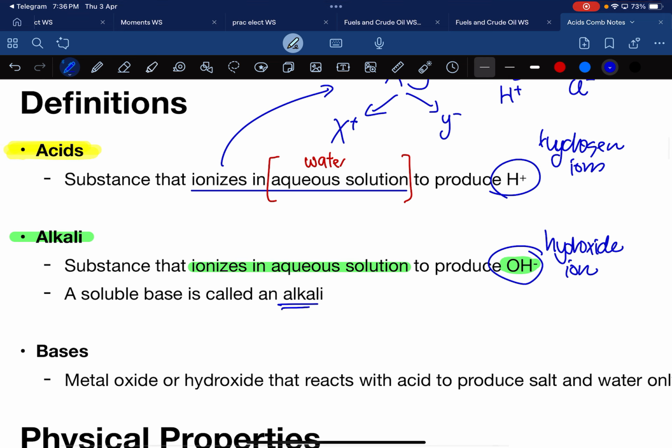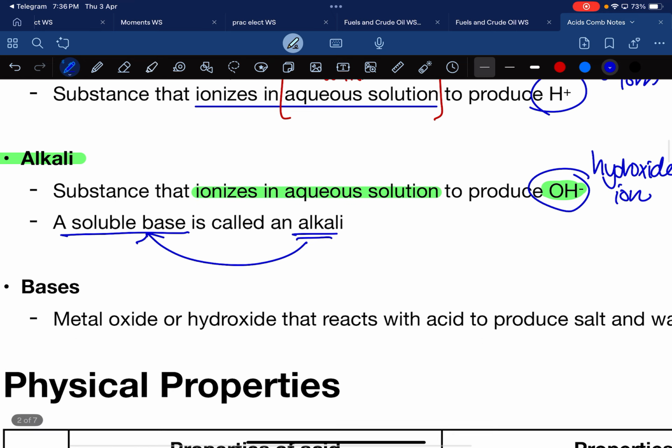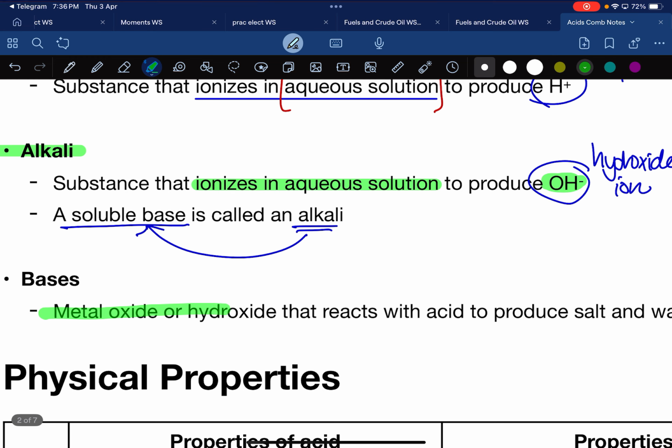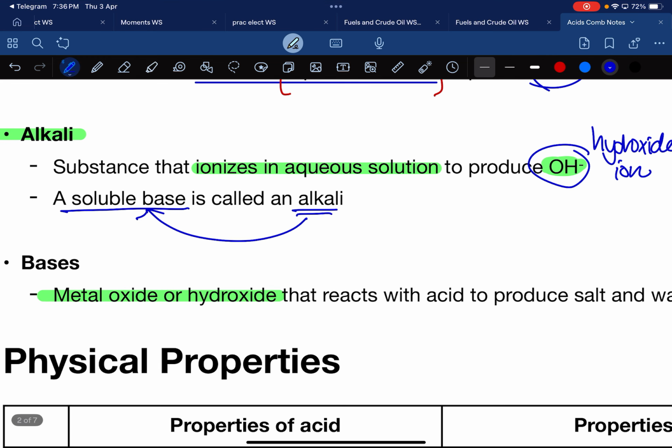An alkali is also called a soluble base. What is a soluble base? We will go through this to quite a deep extent. So a base is a metal oxide or a metal hydroxide. So something like maybe sodium oxide, maybe magnesium oxide, all of these are bases. Following so far, guys?